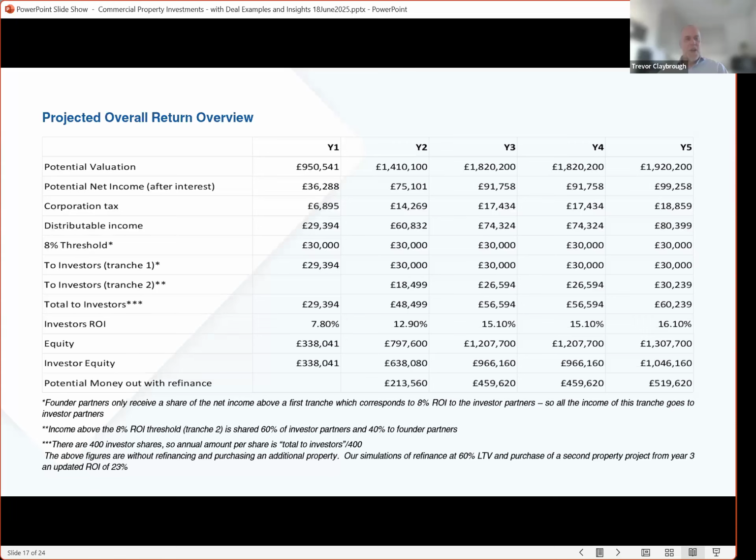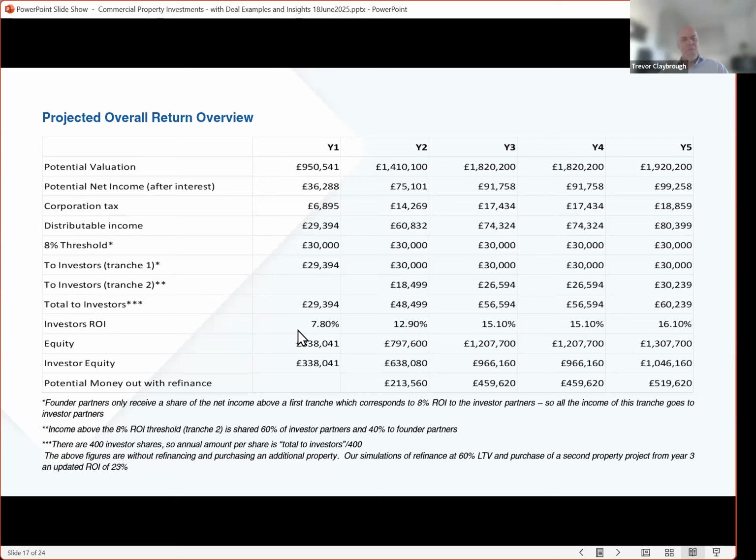Because we need to demonstrate that we're confident we're going to achieve success on this. The way that the income is distributed, and I know previously people were asking questions about that: up to 8% return on investment, all that money goes directly to the investor partners. So the founder partners, in this case Duncan and myself, we don't take any income from the first 8%. That goes to the investors. And then the income above that 8% is shared between the investors, and a part goes to Duncan and myself. So when we look at the figures, where it says total to investors, that is the amount that is distributed to the investor partners.